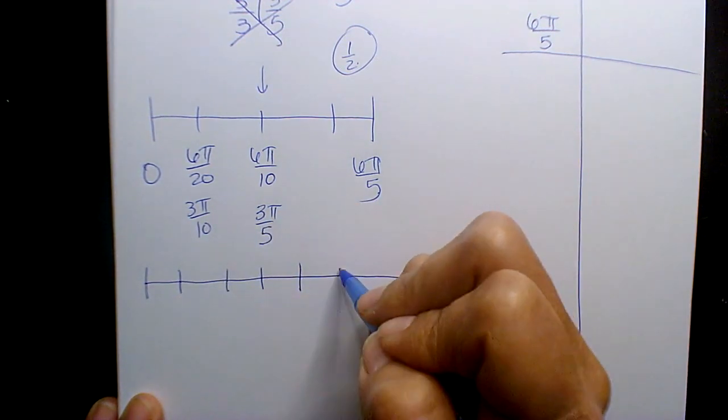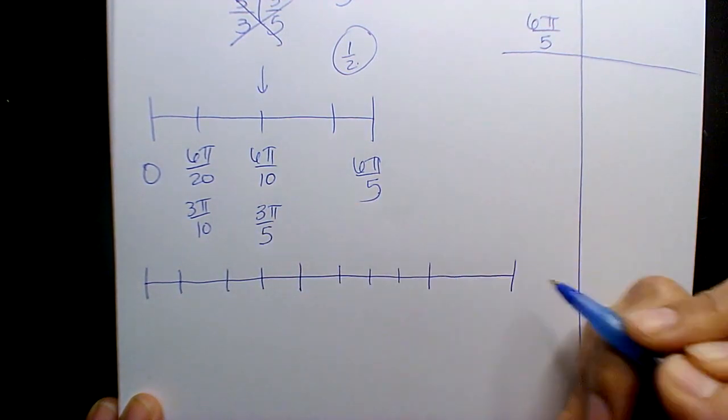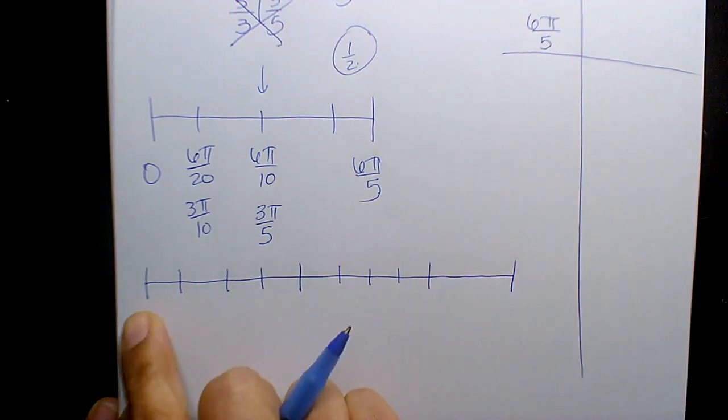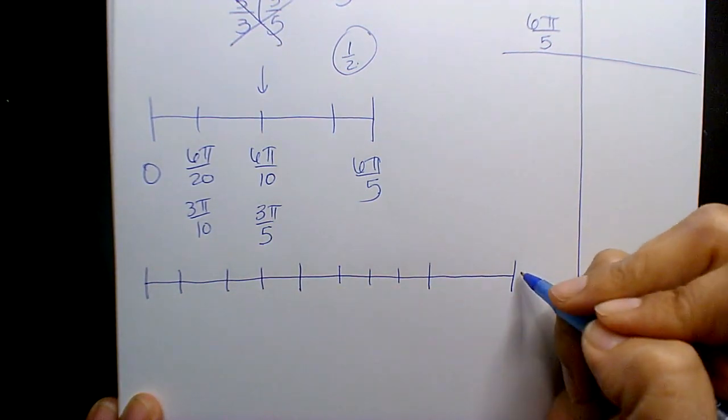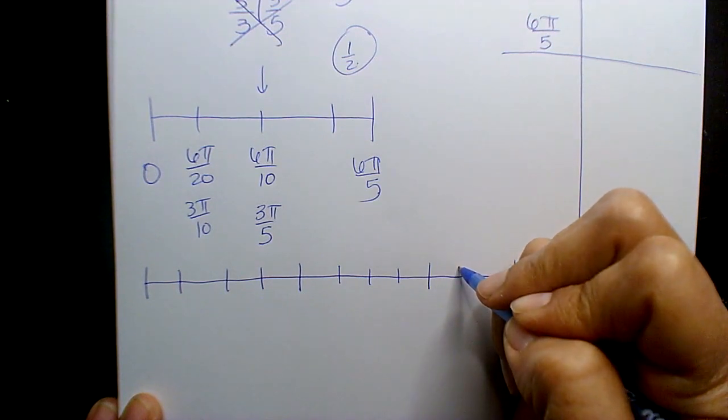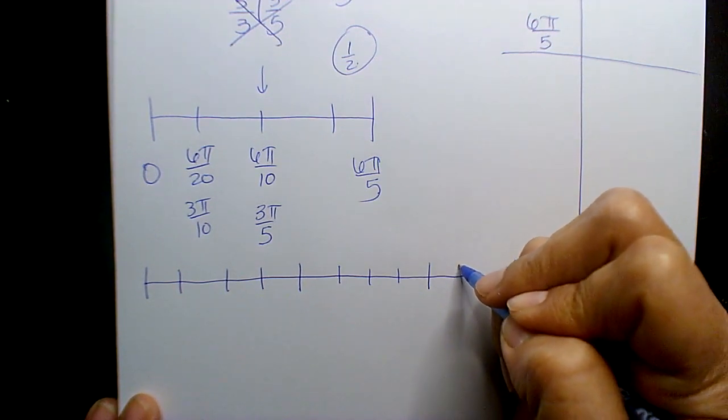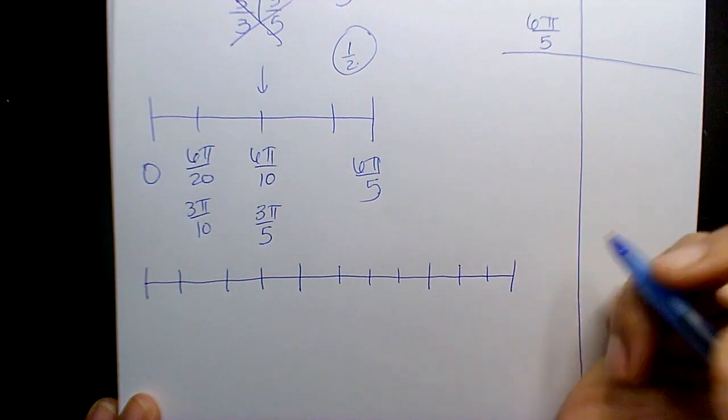1, 2, 3, 4. 1, 2, 3, 4. How many do I want to do? 1, 2, 3, 4, 5, 6, 7, 8, 9. We're gonna do that many? I'll just keep going. I got nothing else to do.